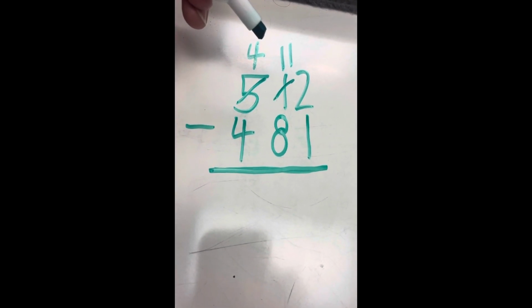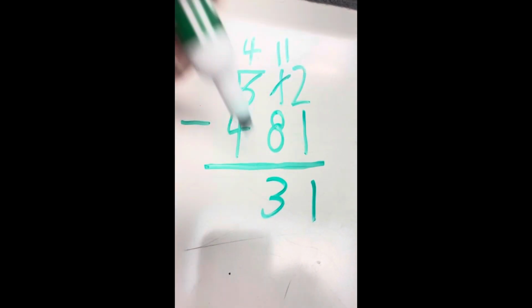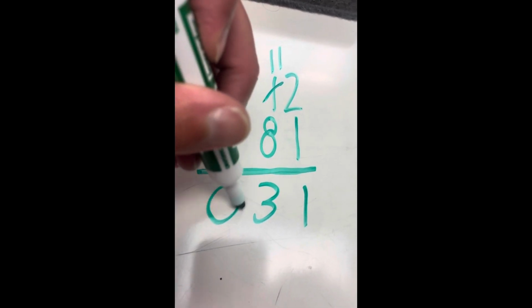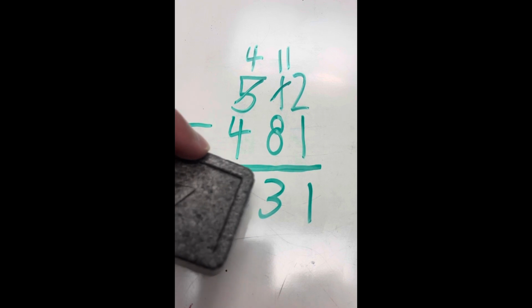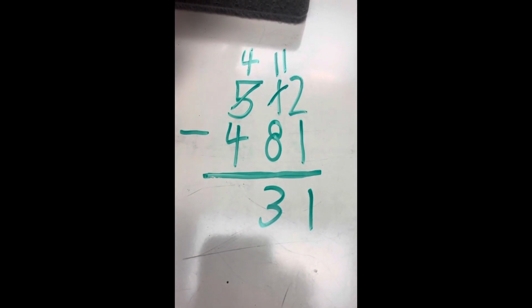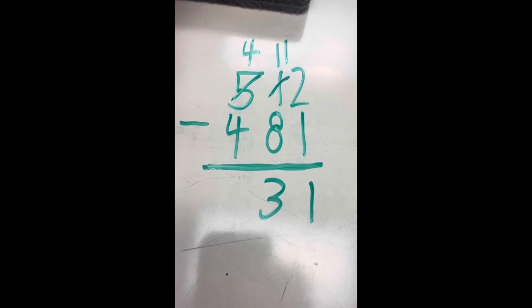We always take away 1 from the column to the left. So now we can subtract. 2 minus 1 equals 1. 11 minus 8 equals 3. 4 minus 4 equals 0. We could put a 0 there, or we could just simply leave the digit in the hundreds place blank. Either one works. So 512 minus 481 equals 31.